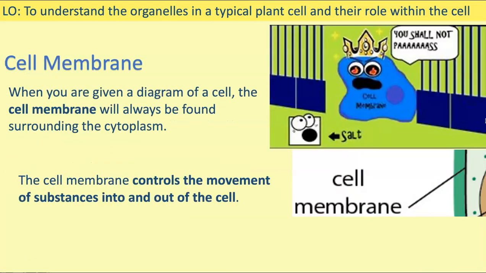Next, we have the cell membrane. When you're given a diagram of a cell, the cell membrane will always be found surrounding the cytoplasm. The cell membrane controls the movement of substances into and out of the cell. So on this diagram here, the cell membrane is actually this black line here.